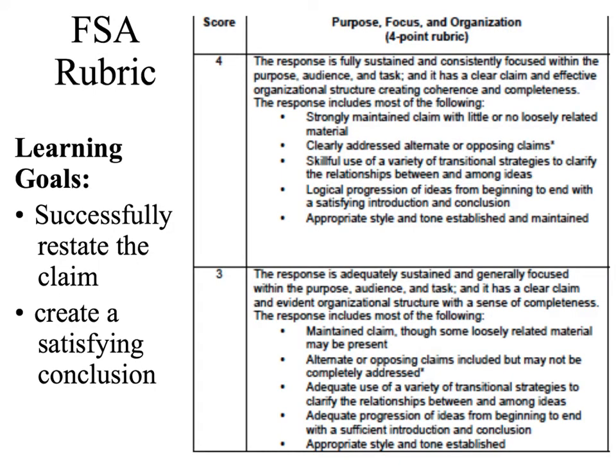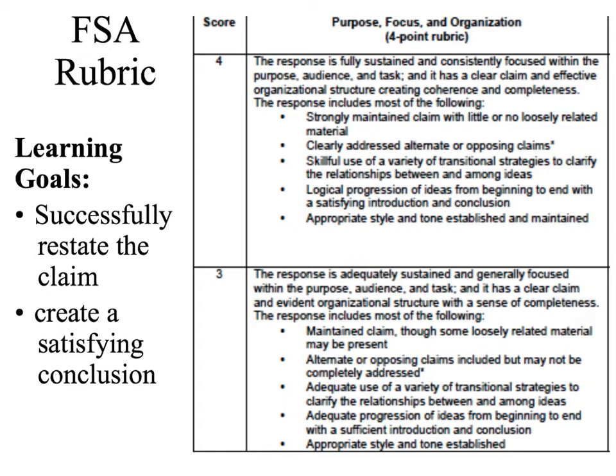If we look at the FSA rubric, we can see that conclusions are part of the purpose, focus, and organization category. In order to score a 3 or a 4 in this category, the rubric states that you must have a strongly maintained claim and a satisfying conclusion. In order to maintain your claim, you must reference it often throughout your paper.